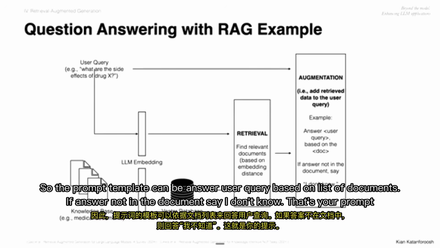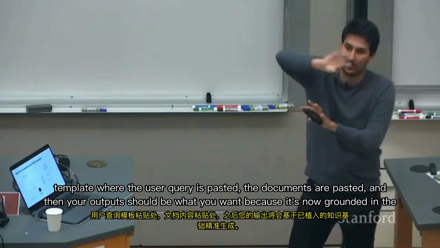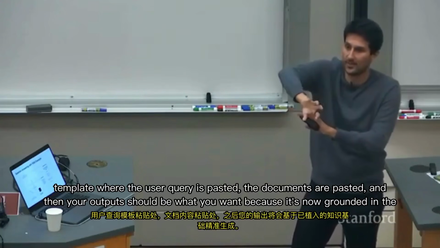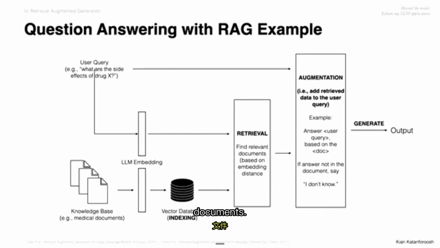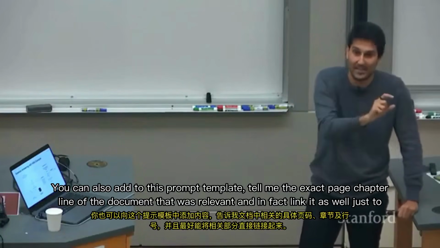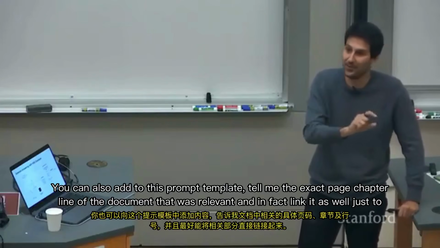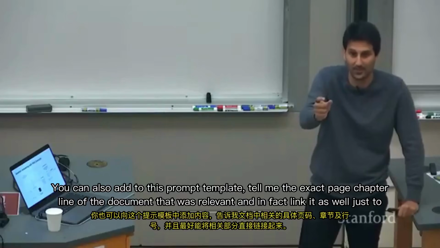So the prompt template can be: answer the user query based on the list of documents. If the answer is not in the documents, say, I don't know. That's your prompt template, where the user query is pasted, the documents are pasted, and then your output should be what you want because it's now grounded in the documents. You can also add to this prompt template: tell me the exact page, chapter, and line of the document that was relevant, and in fact link it as well, just to be more precise.